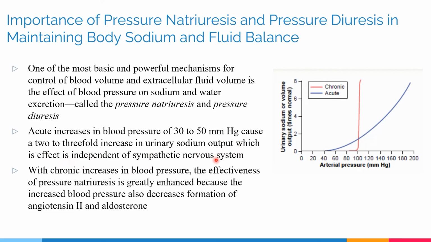This mechanism is not helped along by the sympathetic nervous system and is a function of the kidney itself. With chronic increase in blood pressure, the effectiveness of pressure natriuresis is greatly enhanced because the increased blood pressure also decreases formation of angiotensin 2 and aldosterone. As we can see in this plot right here, acute, which means short-term changes in pressure, increases the sodium output gradually, whereas chronic or long-term changes in pressure increase sodium output much more effectively and maintain it at a higher level.